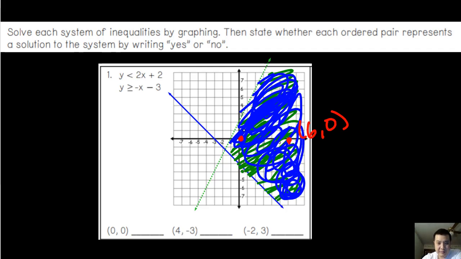Well, 0, 0 is right here, and that is part of the shaded region, so therefore, yes, it is part of our solution set. Is 4, -3? Well, 4, -3 is going to be 1, 2, 3, 4. 1, 2, 3, so it's going to be right here. That's 4, -3, so it is part of our solution set. And then over here, -2, 3. So -2, 3 is right here. That is not part of our solution set, so therefore, no, it is not part of our solution set.